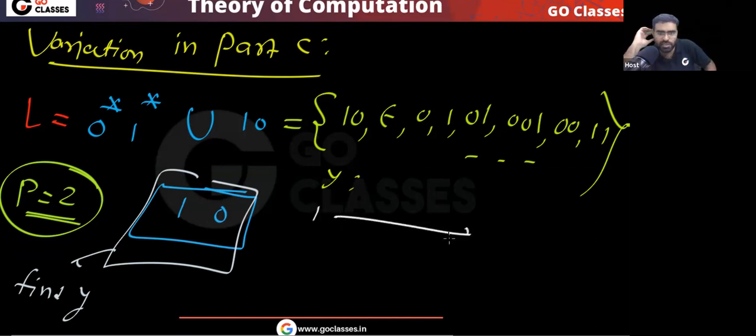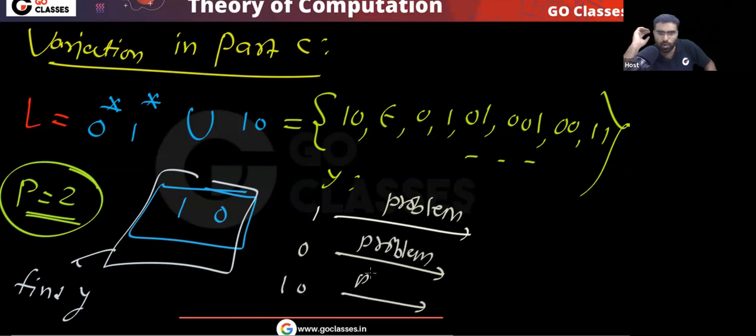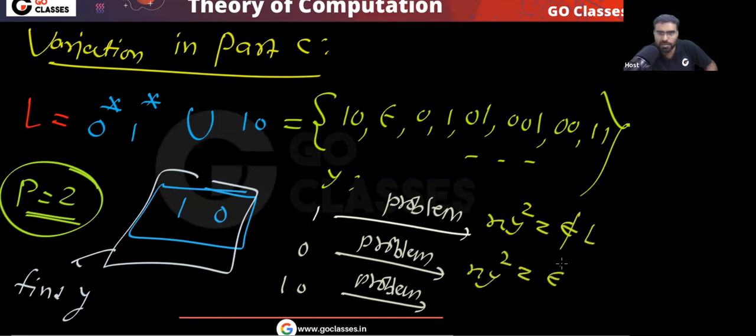If you take y equal to 1, there is a problem. If you take y equal to 0, there is a problem. If you take y equal to 1 0, there is a problem. In every situation, whatever y you take, there is a problem. Just repeat y 2 times, you will see the problem. Is this clear? So P equal to 2 also does not work.